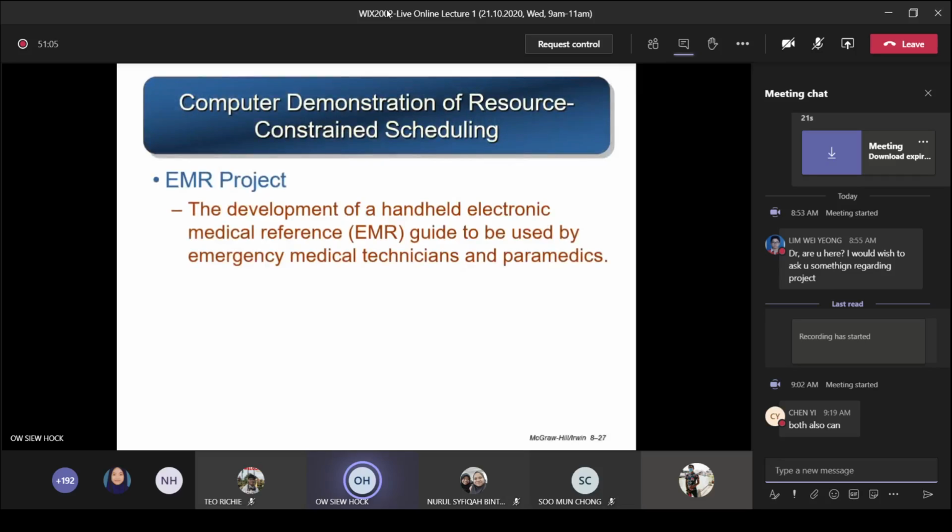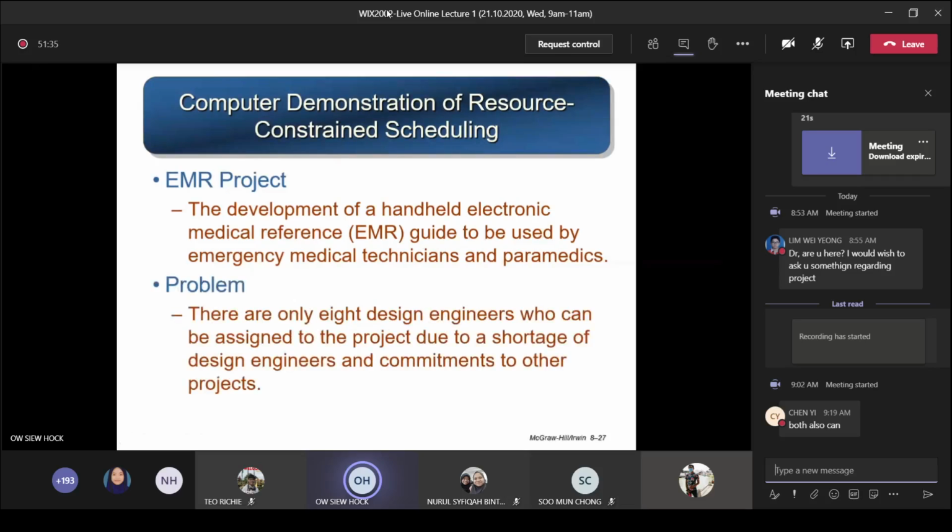So you can see it is quite complicated, right? Very difficult to do. But fortunately, there is computer software that can cater for plotting resource constraint scheduling. So look at this example, the computer demonstration of resource constraint scheduling. This is a project called the EMR project, the development of a handheld electronic medical reference, EMR, guide to be used by emergency medical technicians and paramedics.